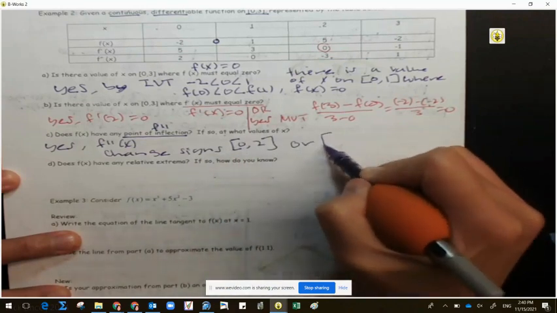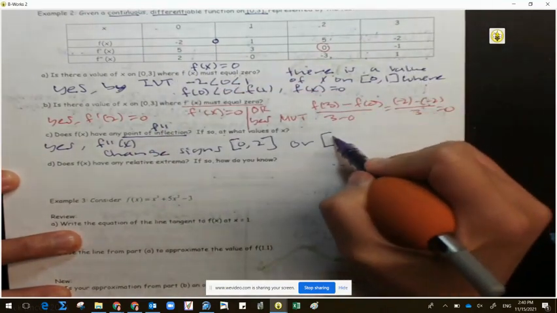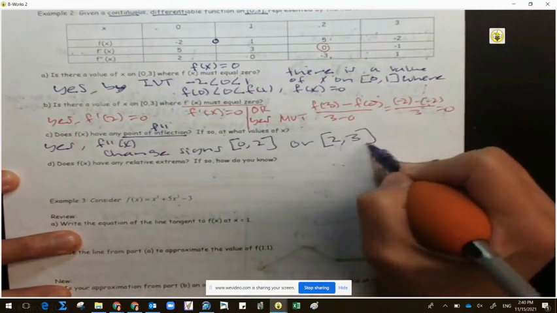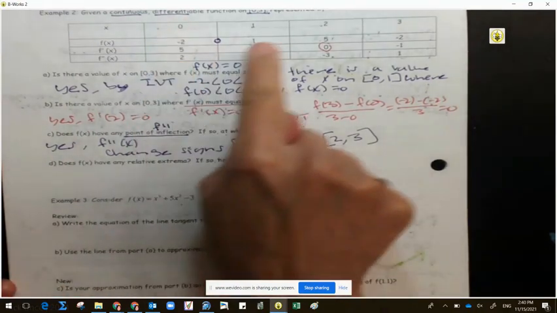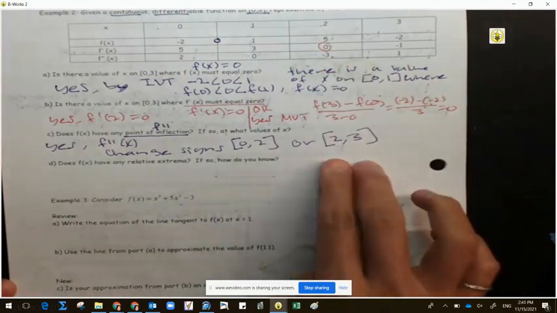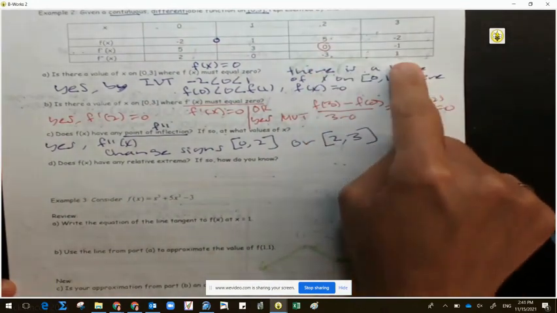Or if you want to be analyzing the graph further and say we have 2 to 3, they're both correct. Because at 0, positive. At 2, it is negative. And same with at 2, it's negative. At 3, it's positive, as long as it's changing sign.